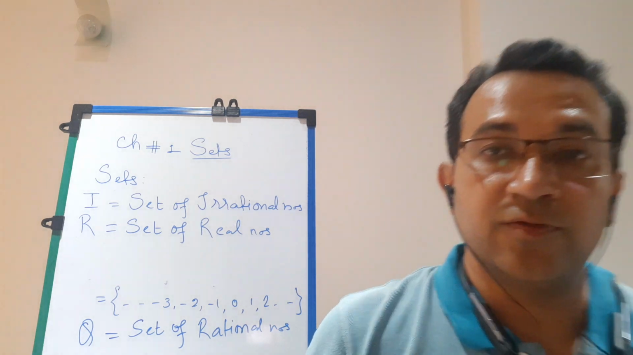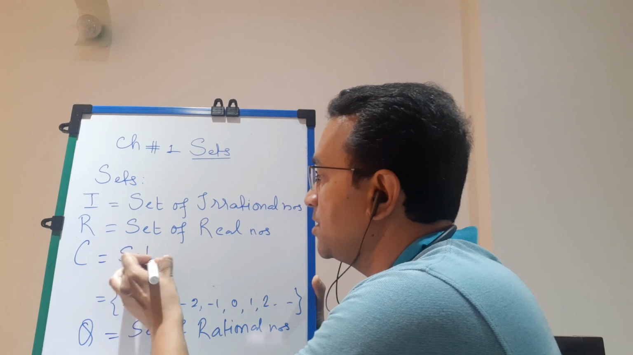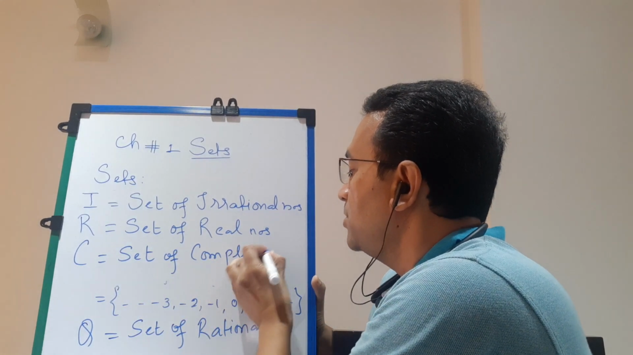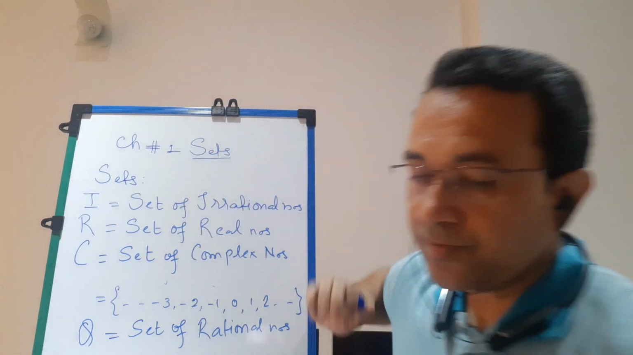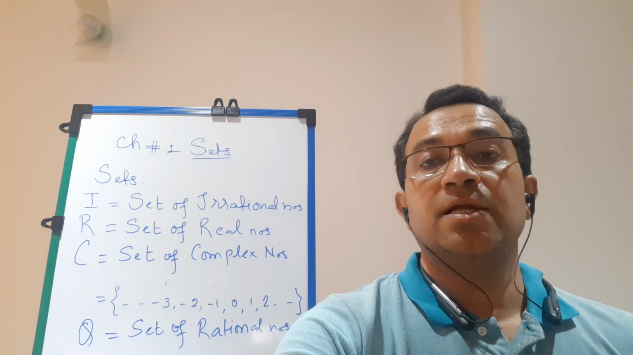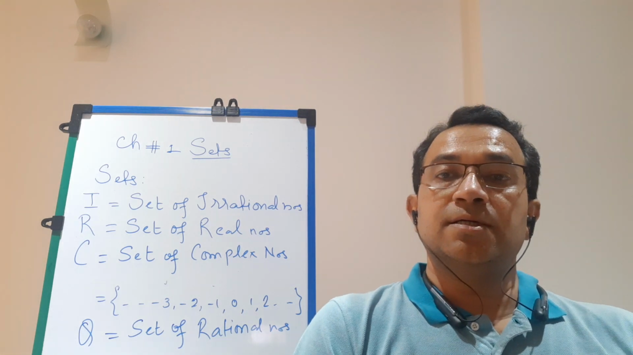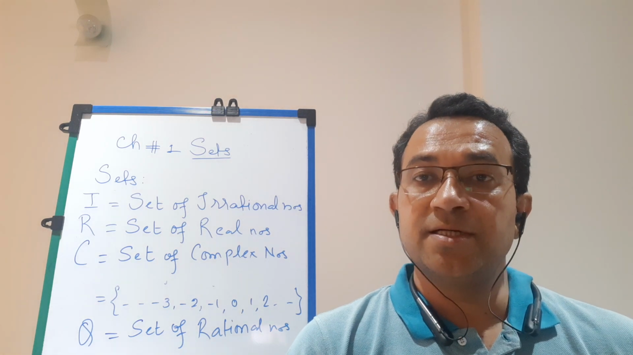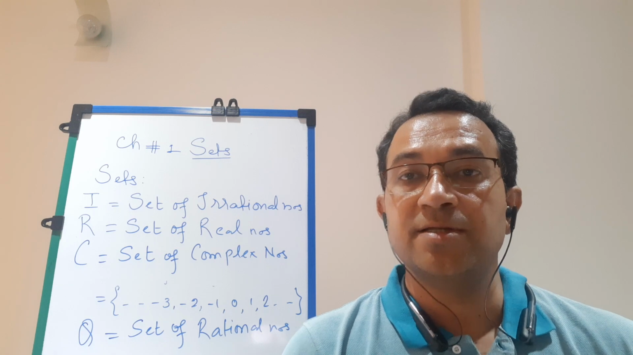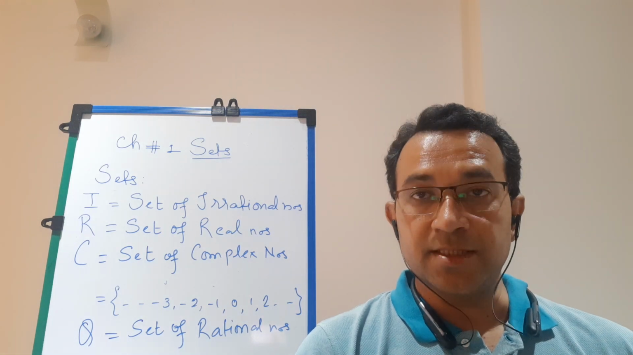And one more set which you will study afterwards in the chapter is C. C is set of complex numbers. This is till date the most advanced set of numbers. But my limitation at present is we cannot go into the details of this set. This is a chapter in itself, and we'll discuss it in detail.